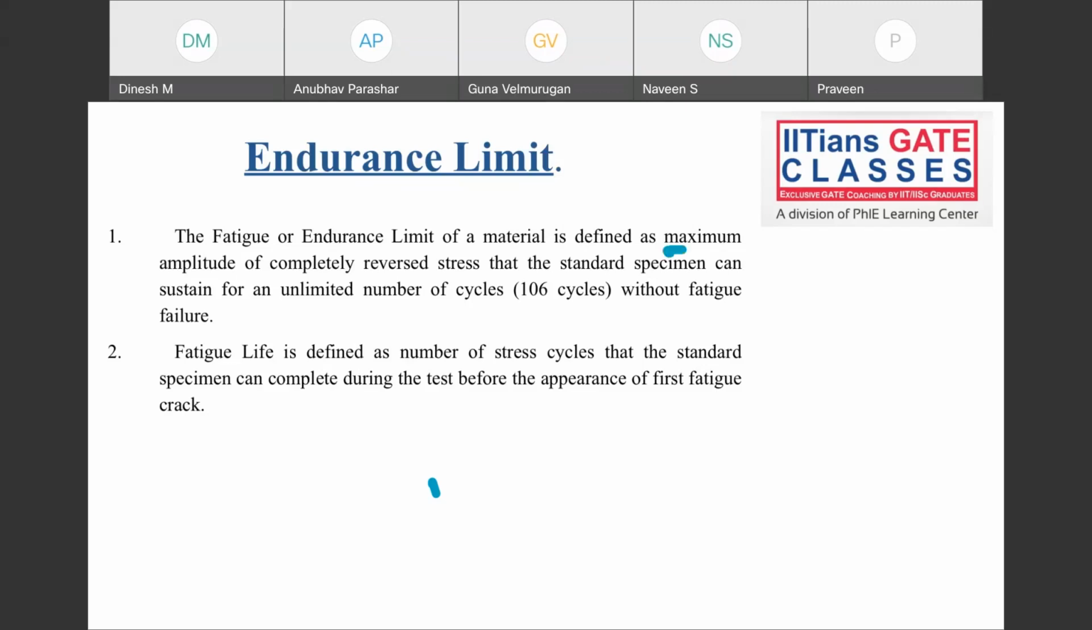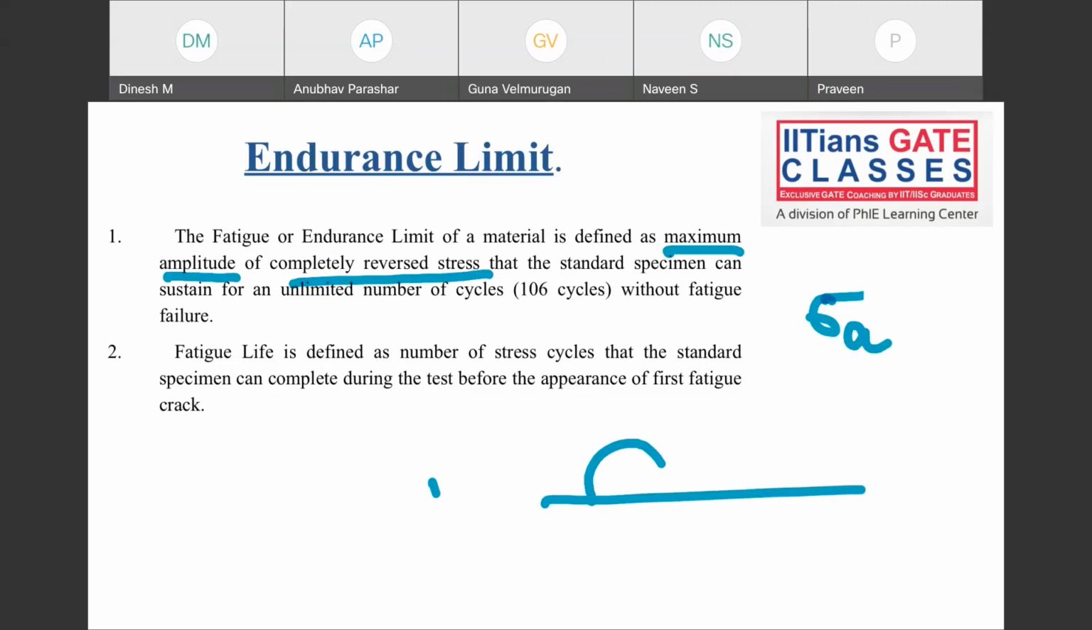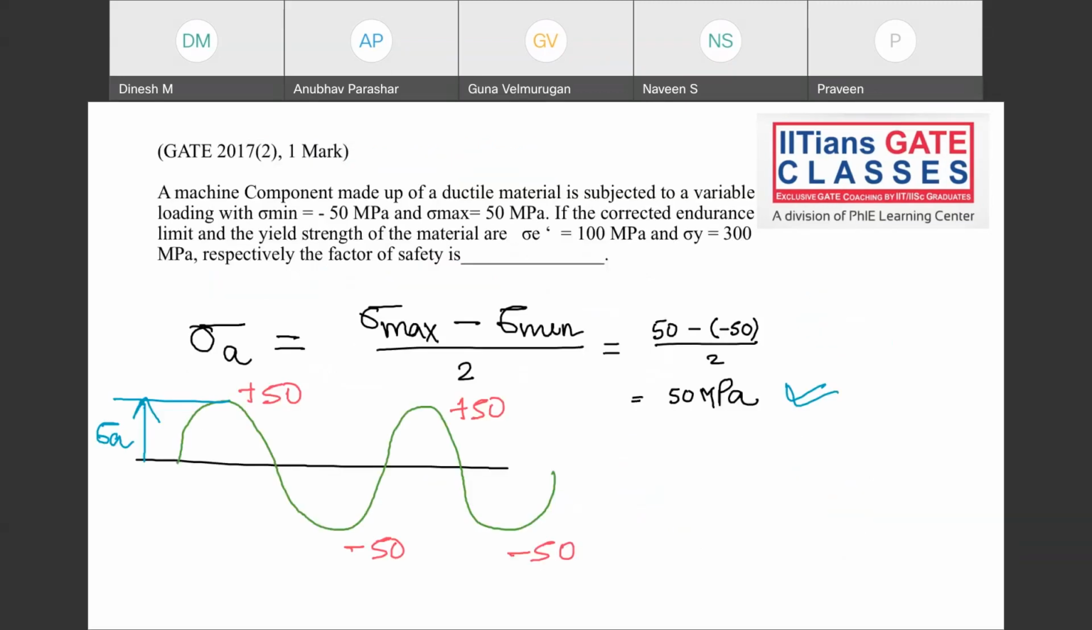Note down 3 points. Maximum amplitude. What is maximum amplitude? That is nothing else but sigma A. Completely reverse stress means this kind of stress. And 10 to the power 6 cycles. So if you see this question, the question we are doing, it is definitely completely reverse stress.